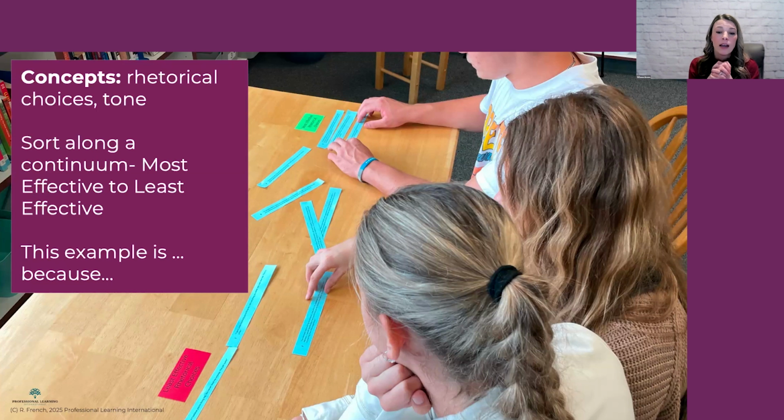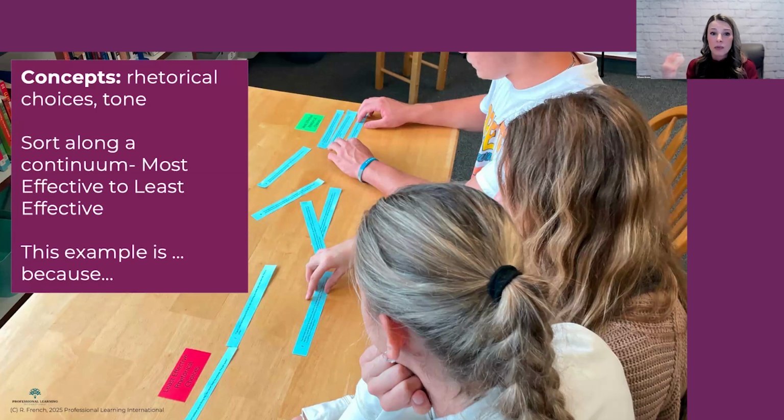So things like, you say no to everything. You never let me do anything. That would be on a slip. And then another example would be like, I understand your decision, but could you please reconsider? I promise I'll be responsible. And so a range of different types of responses, and students engaged in conversations related to the tone and the rhetorical choices.